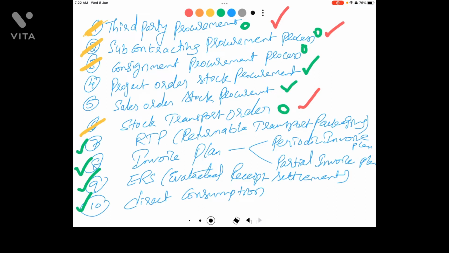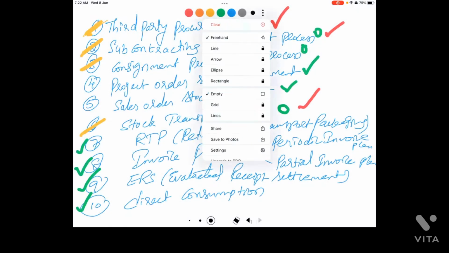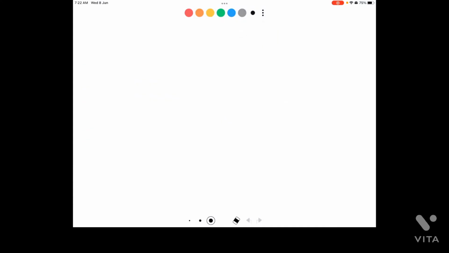What is the third party process, subcontracting process, consignment process, and project? We'll see one by one. So what do you mean by third party process? I'm just saving this one. Clearing this. Now let's go to the third party process.